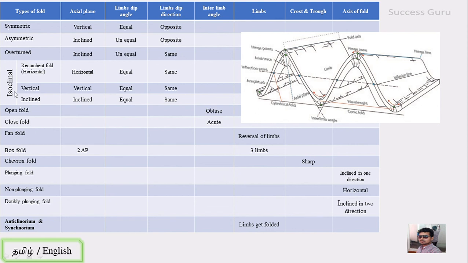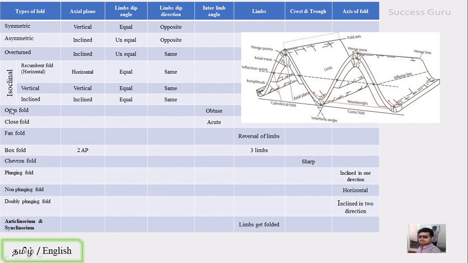Okay. When you're talking about isoclinal fold, there are three types you have earlier seen. The recumbent fold is also called the horizontal isoclinal fold, then vertical and inclined. Isoclinal means iso means same, clinal means dipping. So beds dip in the same direction. You can see the angle is also equal and direction is also the same. The difference is when you're talking about recumbent fold or horizontal isoclinal fold, the axial plane is horizontal, here it is vertical, and here it is inclined. You got it? So this is what we are comparing in the isoclinal fold.